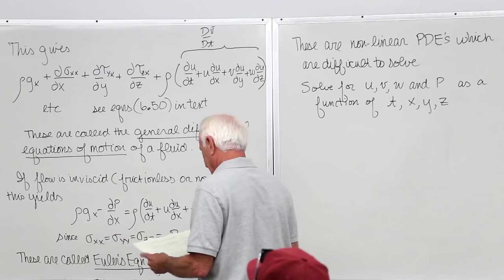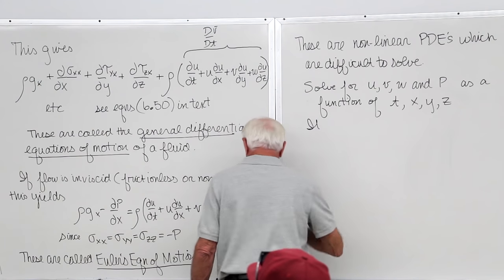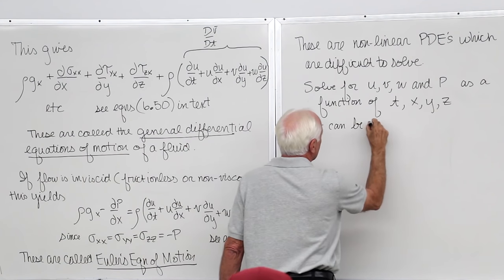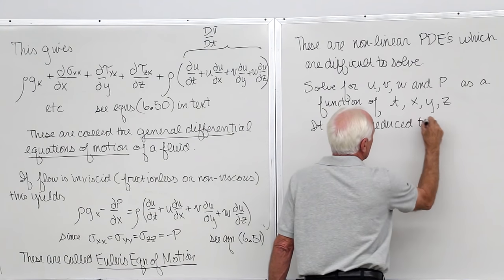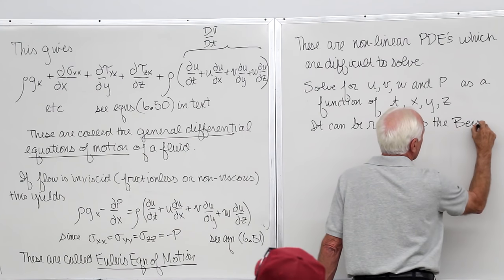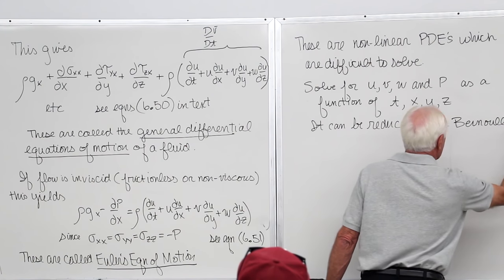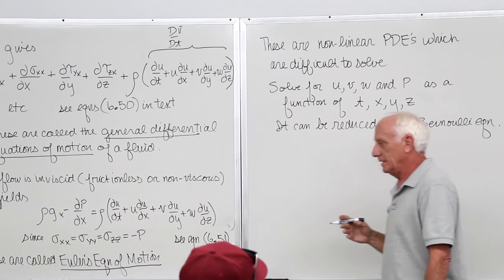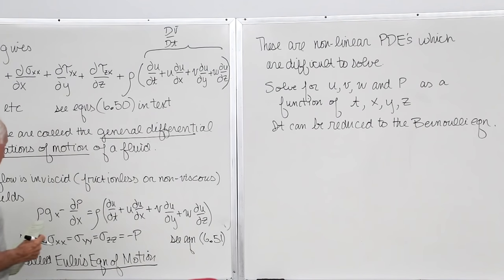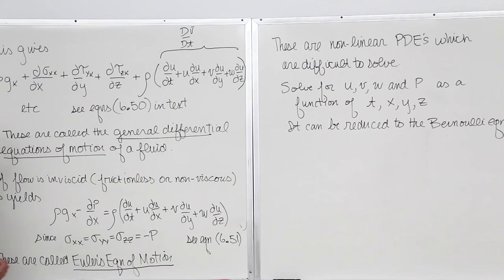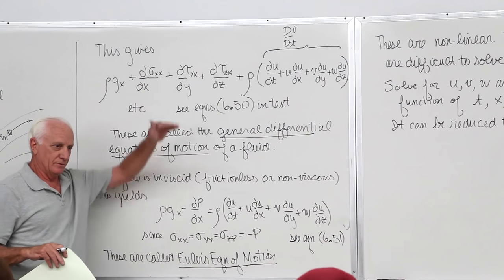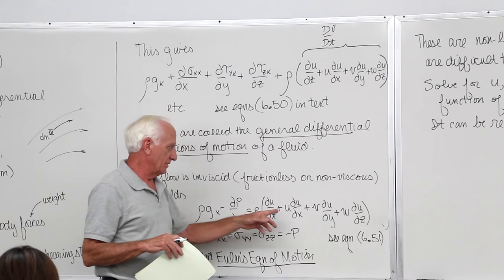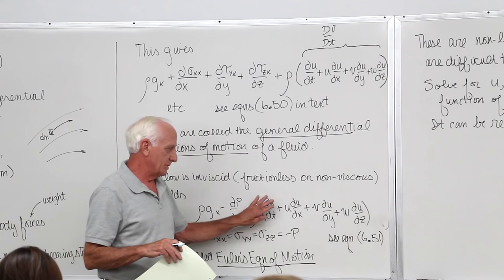You can also reduce this down to the Bernoulli equation. It's very, very similar to the Bernoulli equation in one dimension. In Bernoulli's, is there a Z term? Yeah. G tells you how far up and down you are vertically. There's a pressure term, that's in Bernoulli's. If it's only a function of X, get rid of the Y and Z. If it's steady state, get rid of the T function.